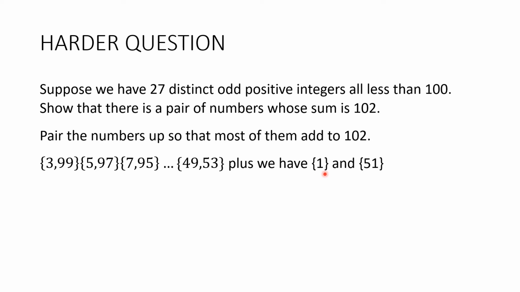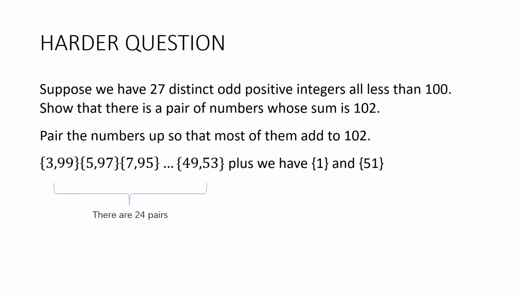We can't pair the 1 up to make 102 because we'd need 101. And we can't pair the 51 up because we would need another 51. So they're going to be by themselves. Now here's the pigeonholes. There's 24 pairs that add to 102, plus this one, plus this one.